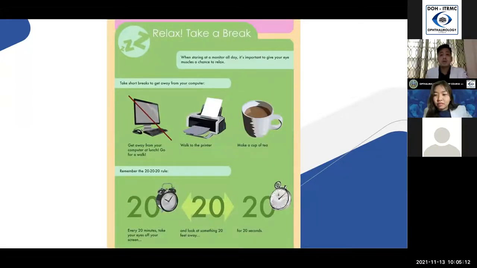So take a break. We have the 20-20 rule. So every 20 minutes that you're exposed to the screen or reading, watching television, you take your eyes off of what you're doing and look at something 20 feet away for 20 seconds for the eye to have rest.